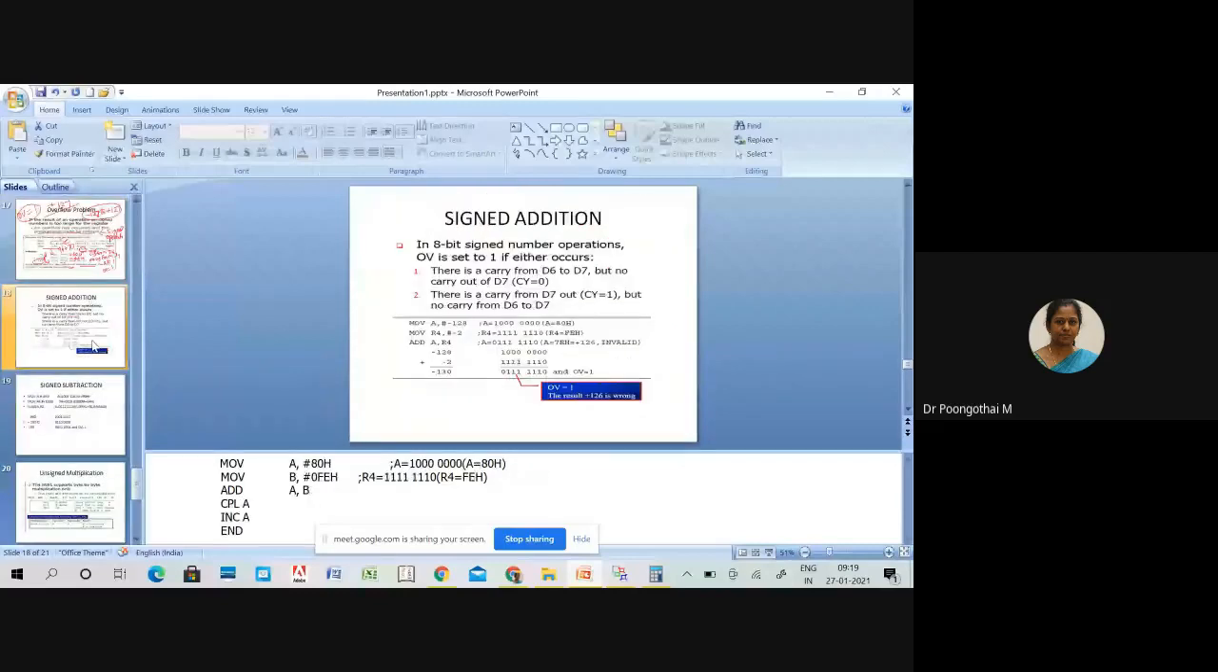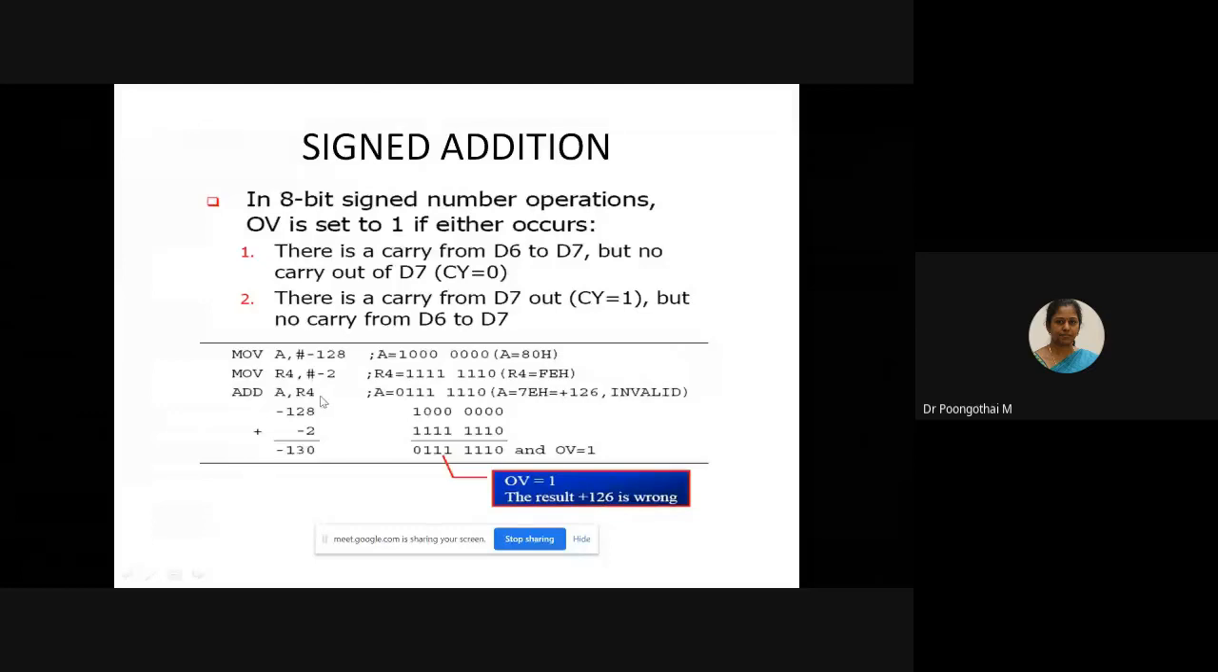The next one is the signed addition. Here I have considered two negative numbers, minus 128 and minus 2. After addition, the result is minus 130, so the result is not within the range. So in this example, your overflow flag is set to 1.